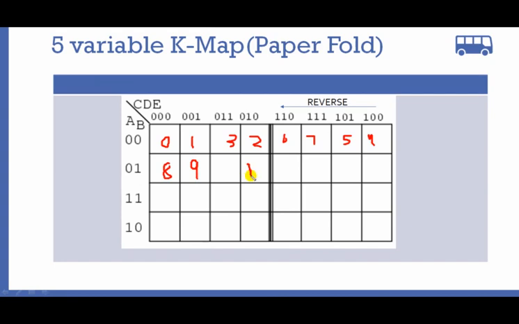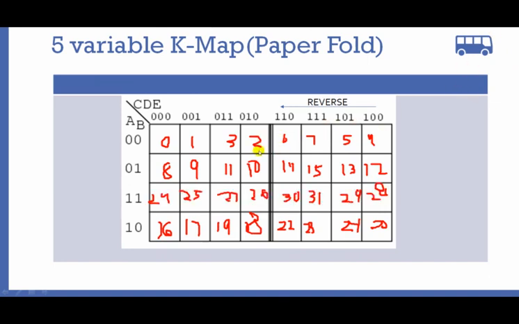8 9 10 11 12 13 14 15 16 17 18, then from here 20 21 22 23, then we'll start from here 24 25 26 27 28 29 30 31. As we can see that these two cells are adjacent, so if we fold it like a paper, they will be adjacent.